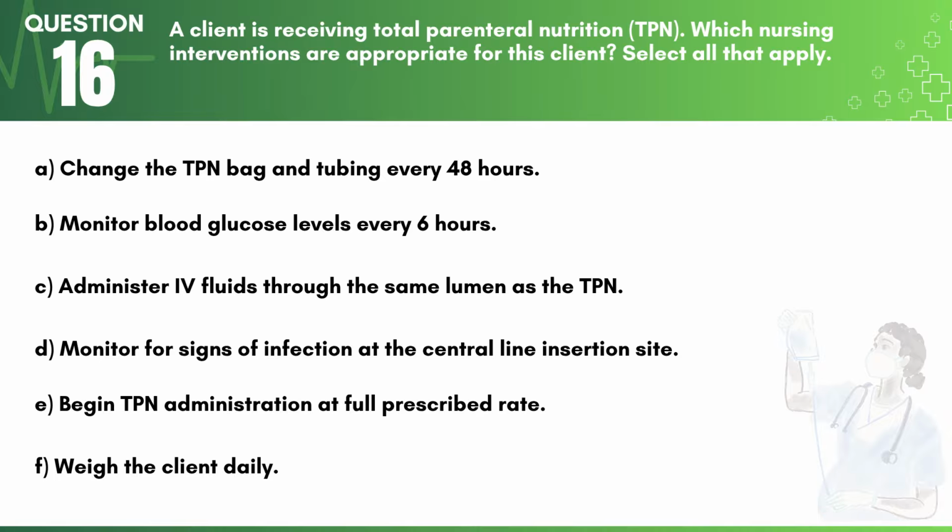Question 16. A client is receiving total parenteral nutrition, TPN. Which nursing interventions are appropriate for this client? Select all that apply. A. Change the TPN bag and tubing every 48 hours. B. Monitor blood glucose levels every 6 hours. C. Administer IV fluids through the same lumen as the TPN. D. Monitor for signs of infection at the central line insertion site. E. Begin TPN administration at full prescribed rate. F. Weigh the client daily.